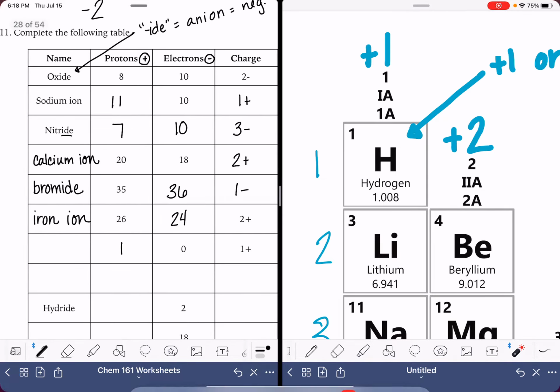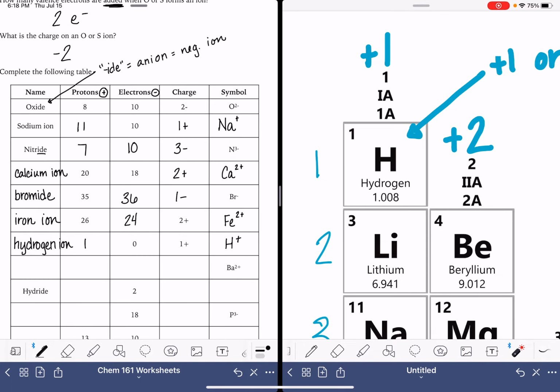Interesting piece of information, the hydrogen ion, H+, is oftentimes nicknamed or referred to as the proton because that literally is all that it is. It doesn't have any electrons. It also doesn't have any neutrons. It literally is just a proton.